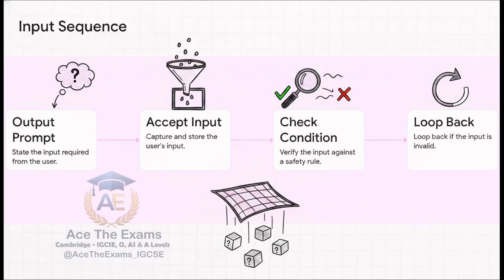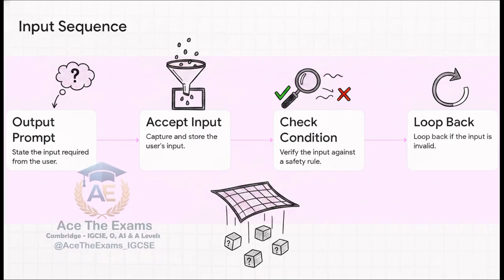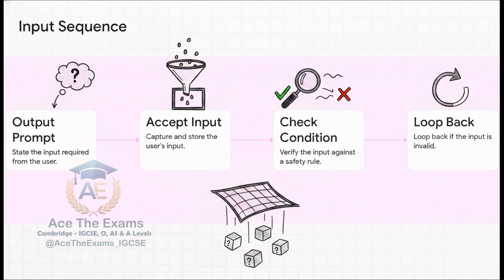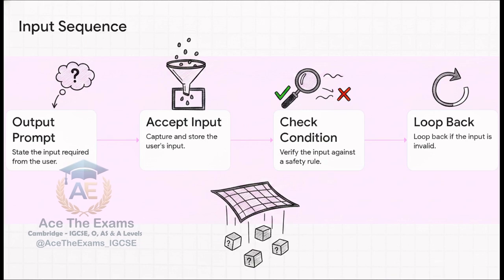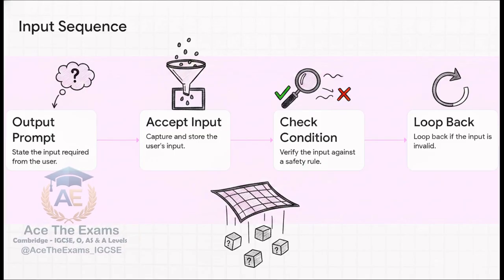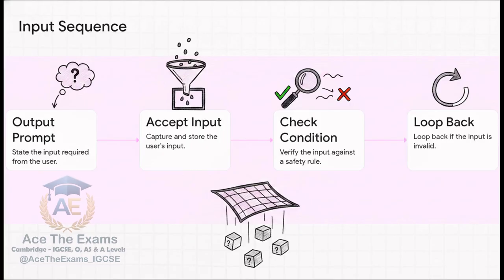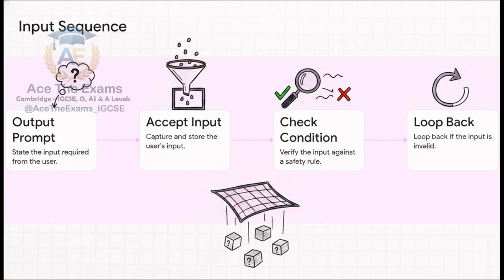Okay, let's talk about grabbing data safely. You must always direct the user with a clear prompt first. If they don't know what to type, they'll type the wrong thing, right? Using this exact 4-step sequence ensures that bad data never breaks your program. You output the prompt, you accept the input, you immediately check that input against your rules, and if it's wrong, you loop right back and force them to do it again. This creates a bulletproof safety net.